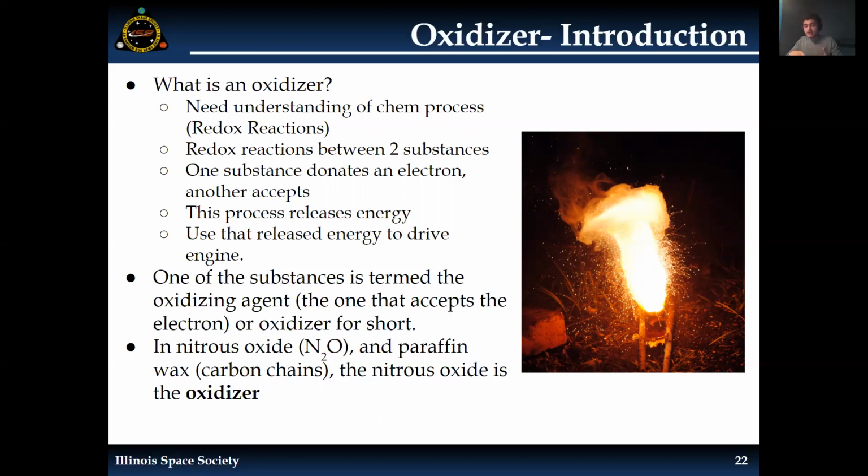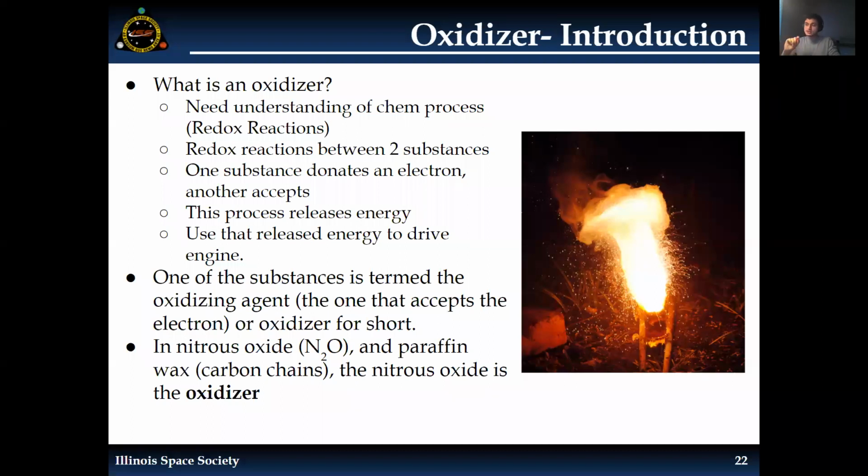In our engine, we have nitrox and paraffin wax. So when the nitrox and paraffin wax are burning inside the combustion chamber, essentially there is a chemical reaction going on where one electron goes from the paraffin to the nitrous oxide.